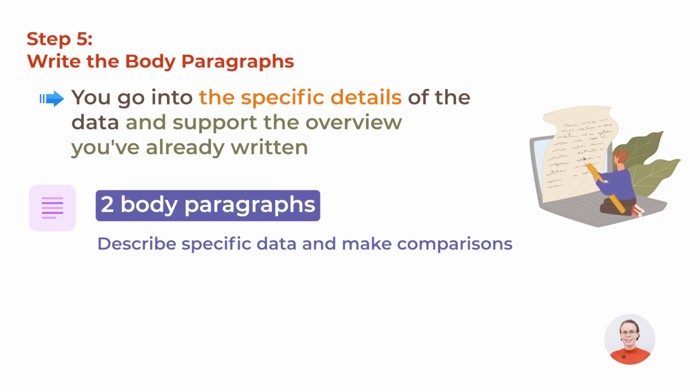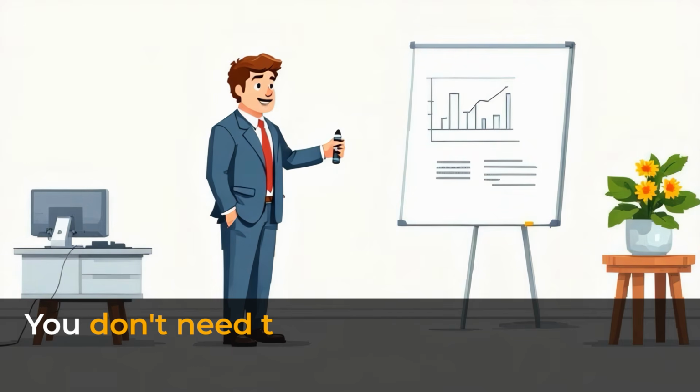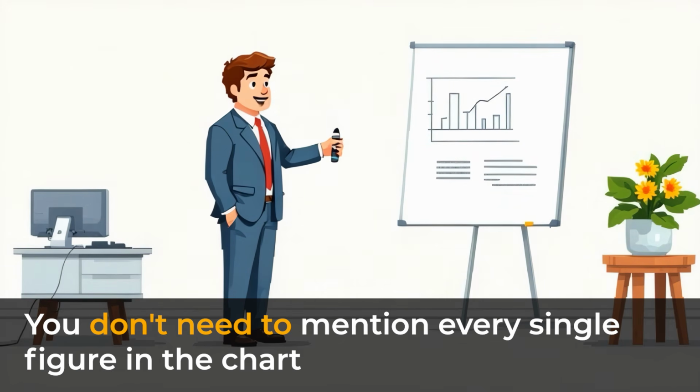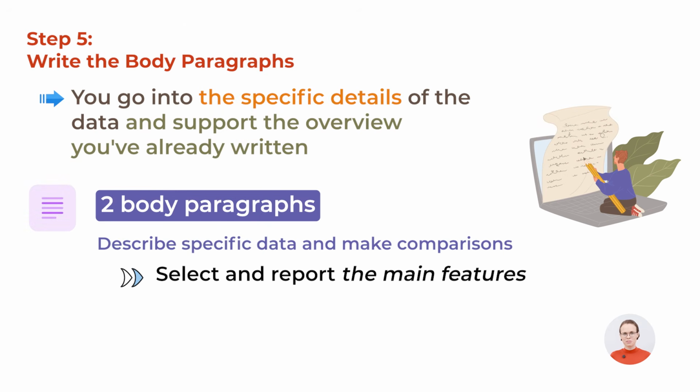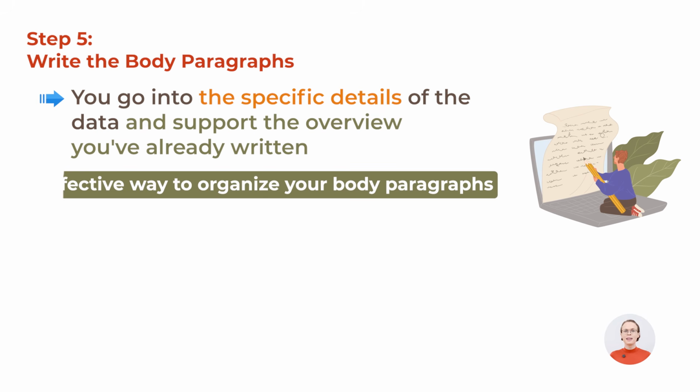The key here is to be selective. You don't need to mention every single figure in the chart. The task asks you to select and report the main features. Choosing the most significant data points and describing them clearly is much better for your score than trying to include everything. Here is an effective way to organize your body paragraphs.